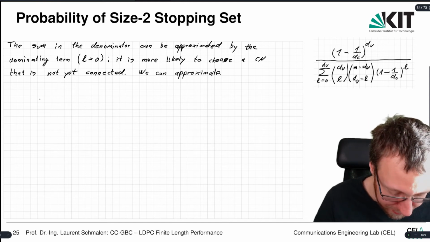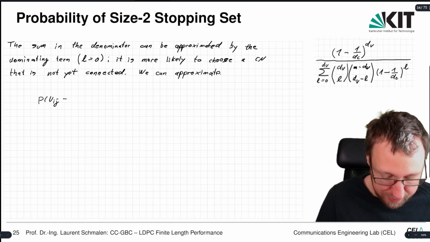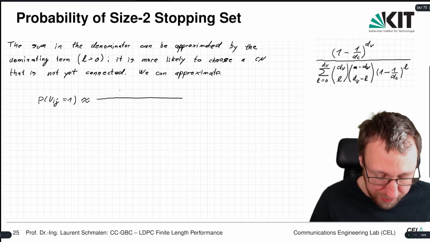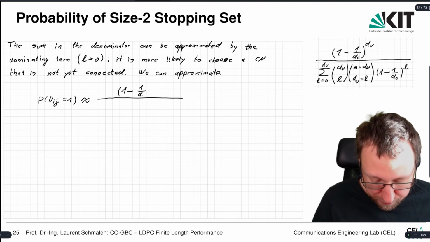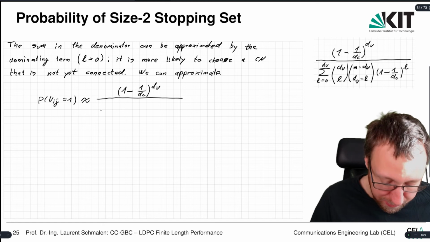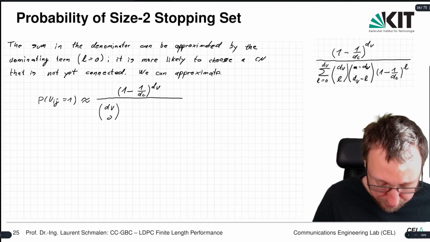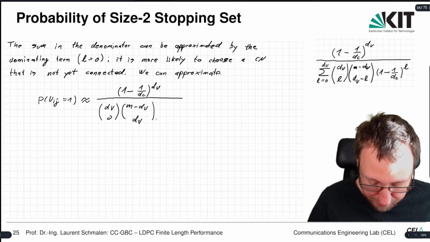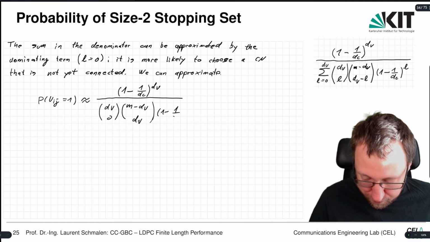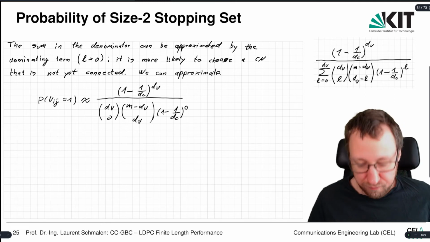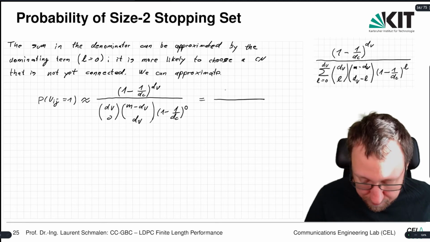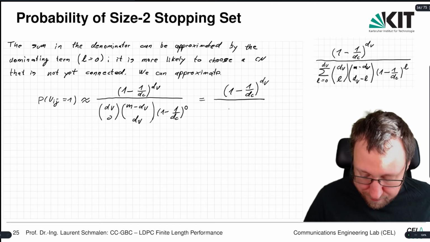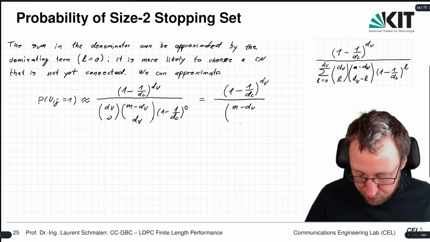So the probability that Uij is equal to 1 is approximately equal to, so the numerator is the same, it's 1 minus 1 over dc power dv. The denominator is then dv choose 0 times m minus dv choose dv times 1 minus 1 over dc to the power 0. This is just 1 minus 1 over dc to the power dv divided by m minus dv choose dv.